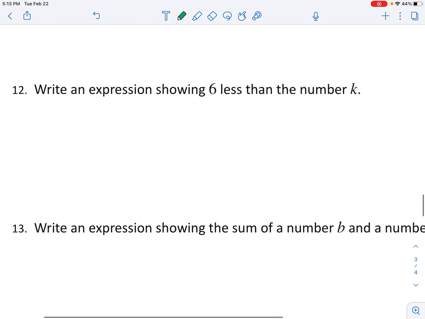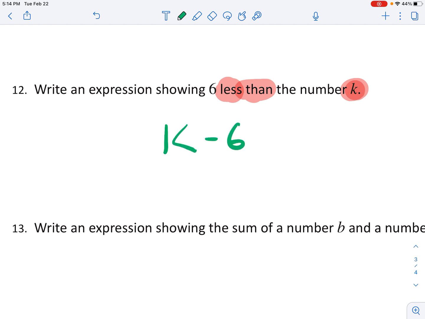Number 12, write an expression showing 6 less than the number k. Less means to subtract, and we are taking 6 away from k because it's telling us 6 less than k. So our answer here is k minus 6.